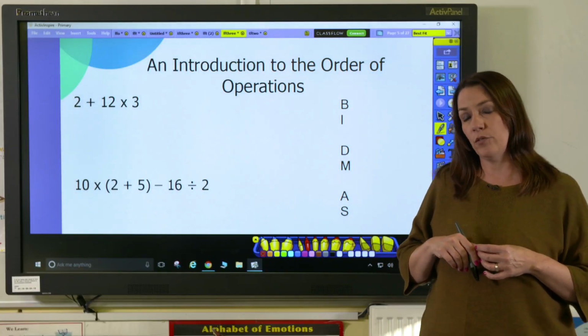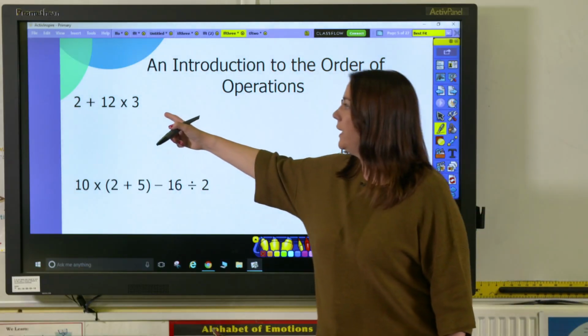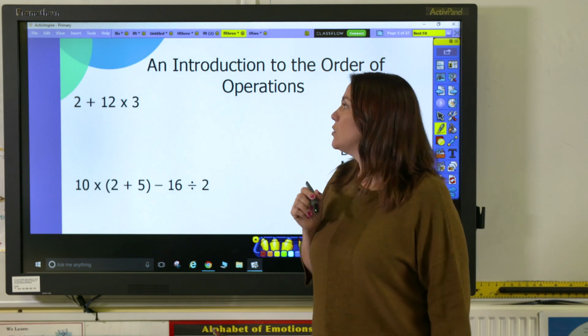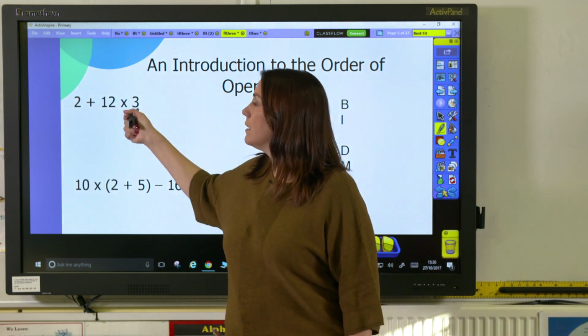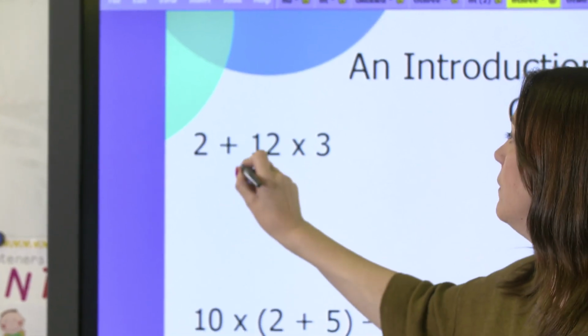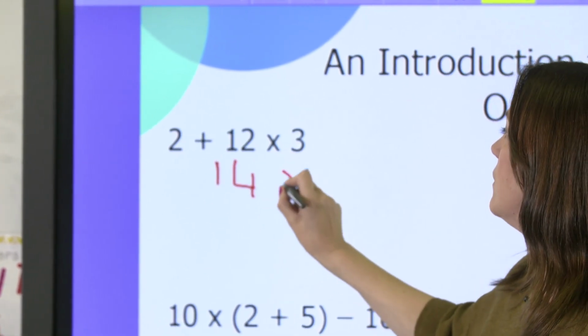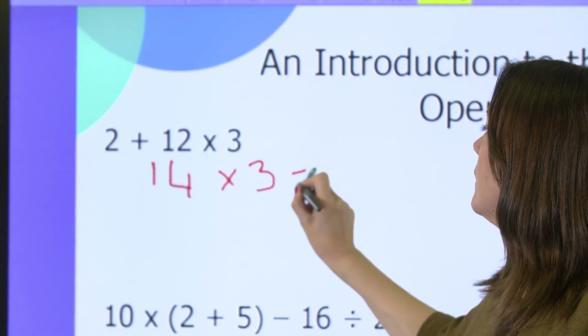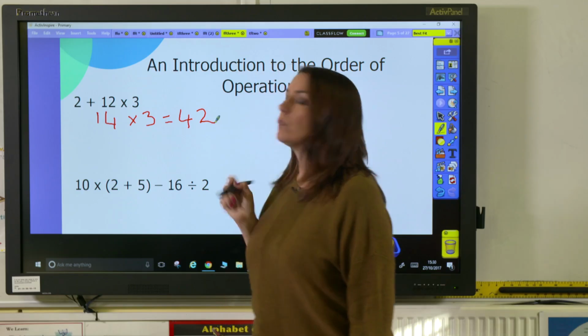You could start by giving your pupils a calculation like this one here, and asking them to start by solving it with the addition first, and then the multiplication. So 2 add 12 is 14. And 14 times 3 is 42.